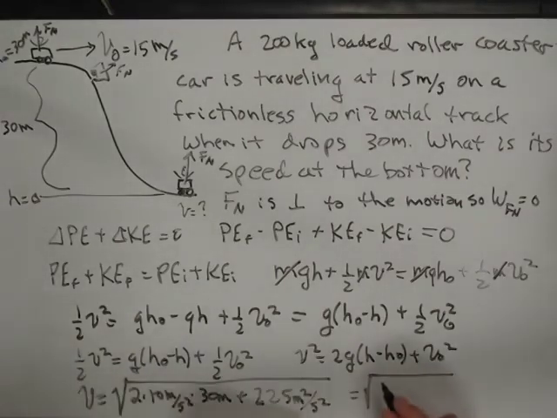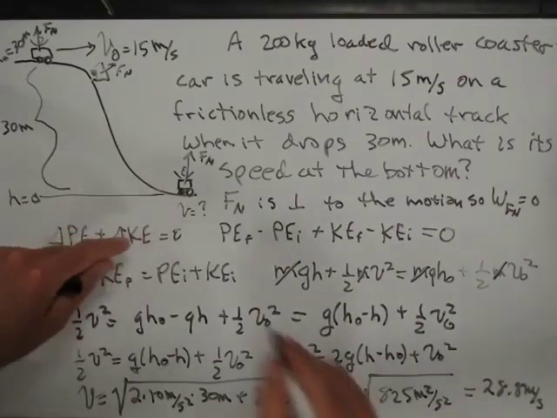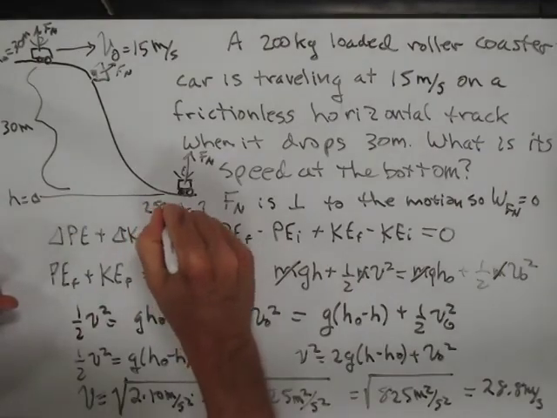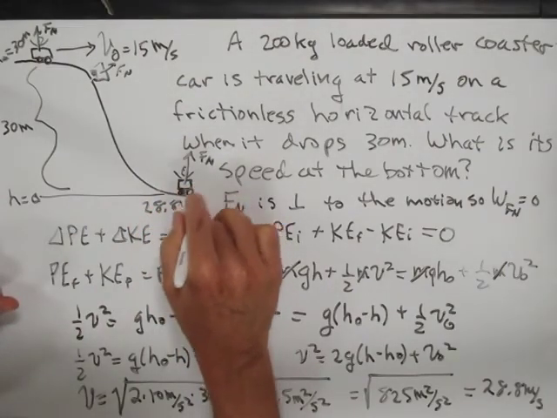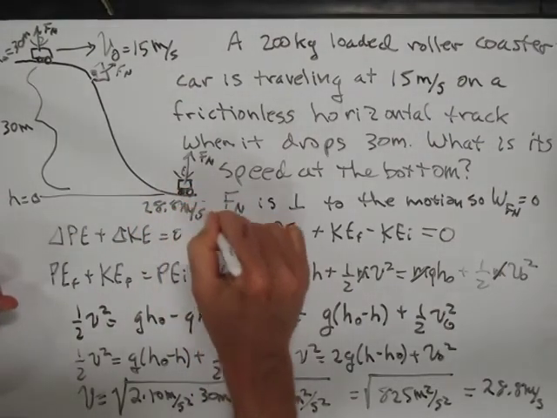825 meters squared over second squared, which is 28.8 meters per second. And so that's the speed here, 28.8 meters per second.